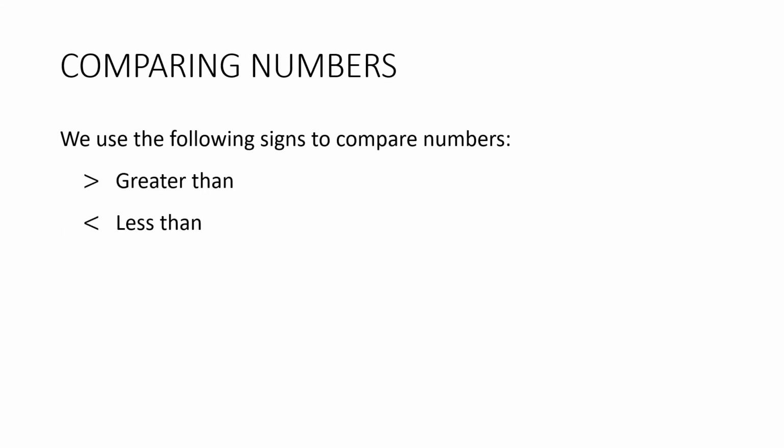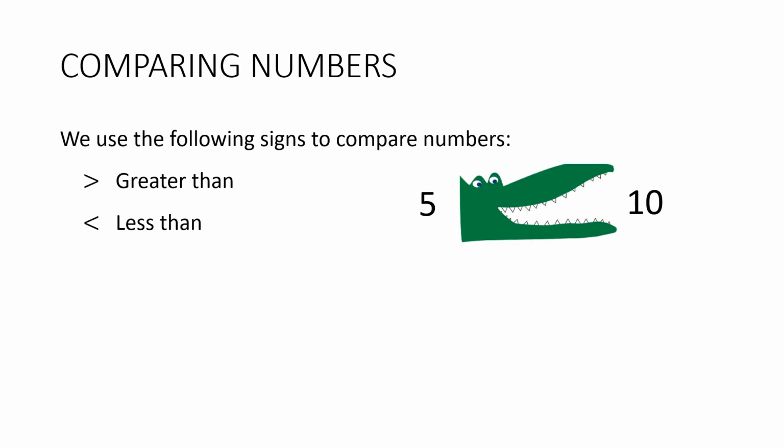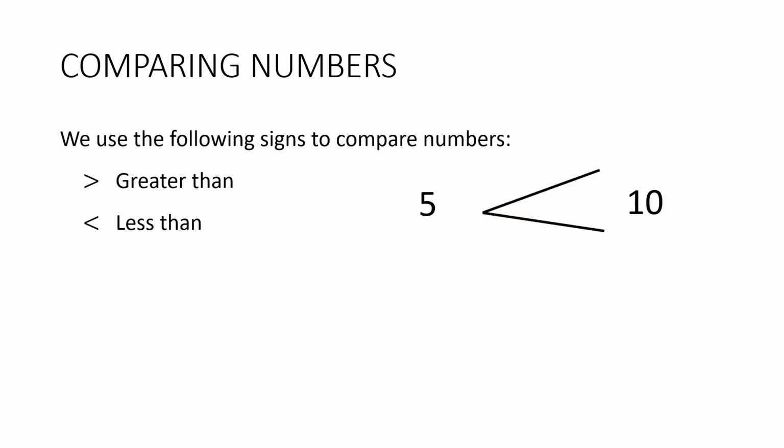Now when we're comparing numbers, we use these two signs. This one is greater than, and this one, which looks a little bit like an L, is less than. So let's look at a simple example, 5 and 10. This is probably the way you learnt in primary school. The crocodile wants to eat the larger amount because it's a greedy crocodile. So we can see that the mouth is open towards the 10. So we say 5 is less than 10.